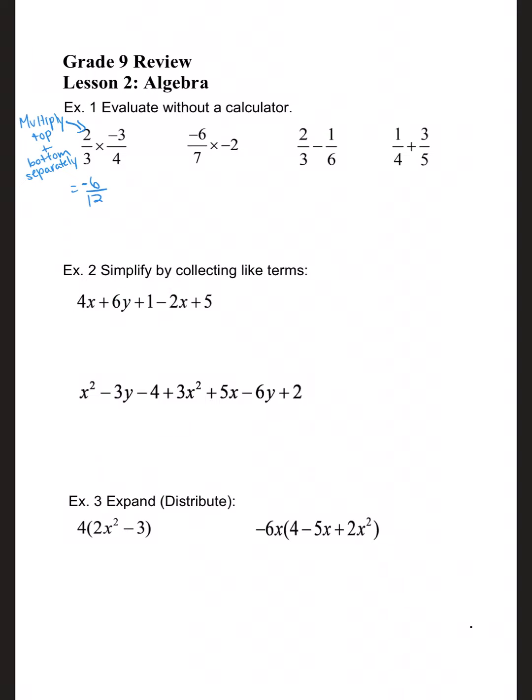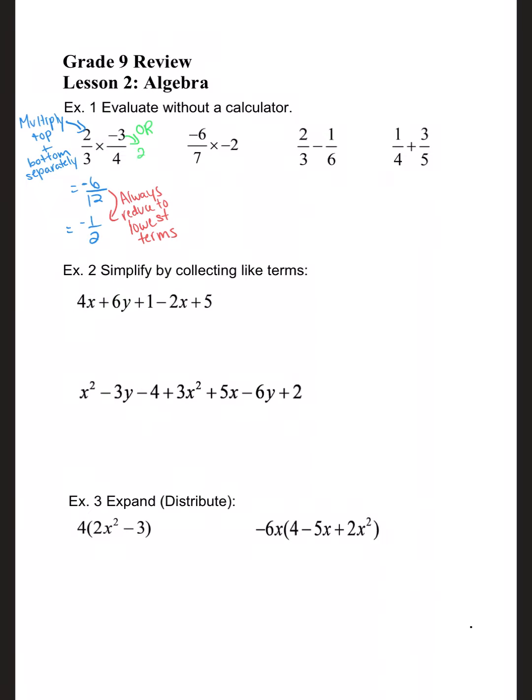And then we need to remember to always reduce to our lowest terms. So we want to make sure we've reduced that fraction as low as we can. We have to think about what we can simplify -6/12 by, and hopefully we realize that if we divide both the numerator and the denominator by 6, we can simplify that down to -1/2.